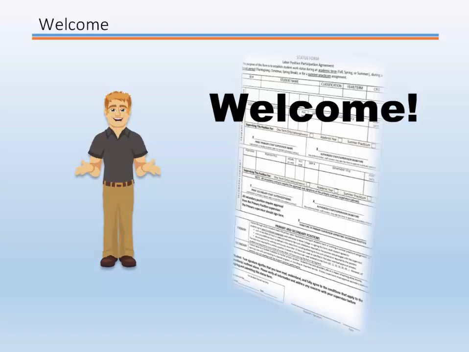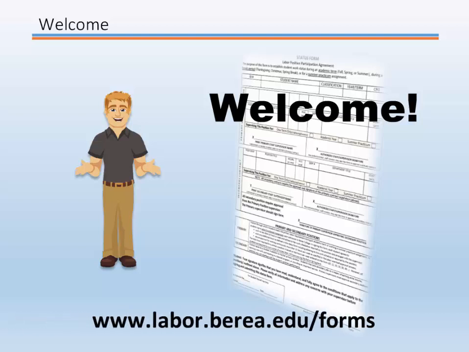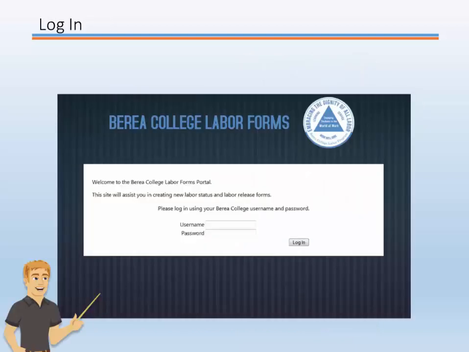First, you will need to know the new web address for accessing the form. It's simple and easy to remember: www.labor.berea.edu/forms. Be sure to bookmark this in your browser for future reference. When entering the website from your browser, you simply enter your Berea College username and password and then click Log In.